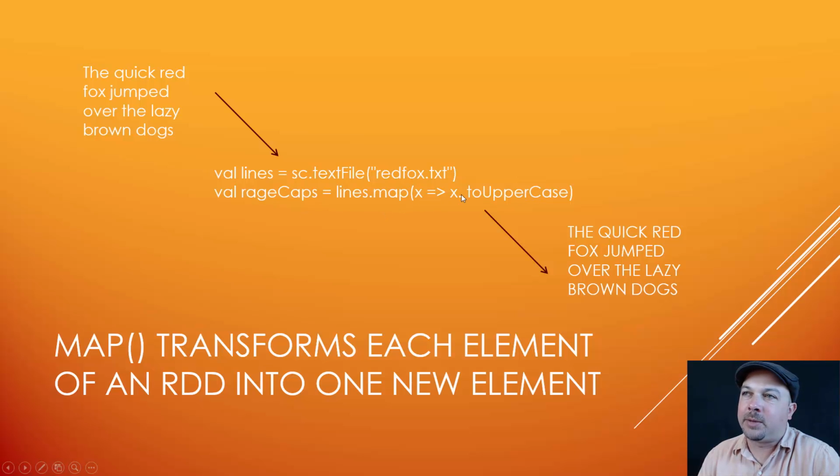So map here in this example will take every single line of input data, convert it to uppercase, and return a new RDD where there is a one-to-one relationship between the number of input lines and the number of output lines. So we end up with the quick red fox jumped over the lazy brown dogs, but really, really loudly yelling at you, right? It's all capitals.